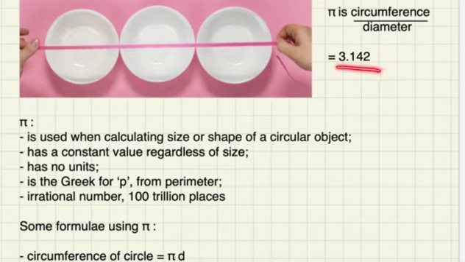So this is a constant value, and that's why in formulas, when we talk about it, we don't say it's 3.142, we just call it pi, and then we understand what that value is. So it's a constant value, it has no units, and you might be wondering where pi actually comes from. Well, it's the Greek letter for p, and it was taken from the first letter of the word perimeter. So pi is really p from perimeter.